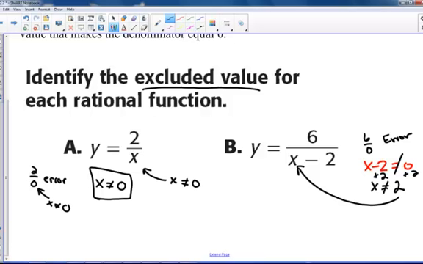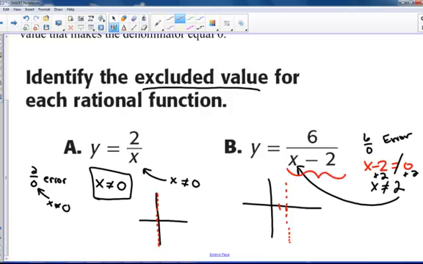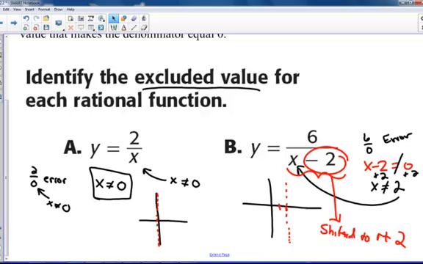So what this is telling me is initially right here, x can never equal 0. That's this asymptote. And this one, x can never equal 2. This is the new asymptote. So this bottom part, this minus 2, means we have shifted this graph to the right too. So our excluded value would be x cannot equal 2, which is what this question is asking.